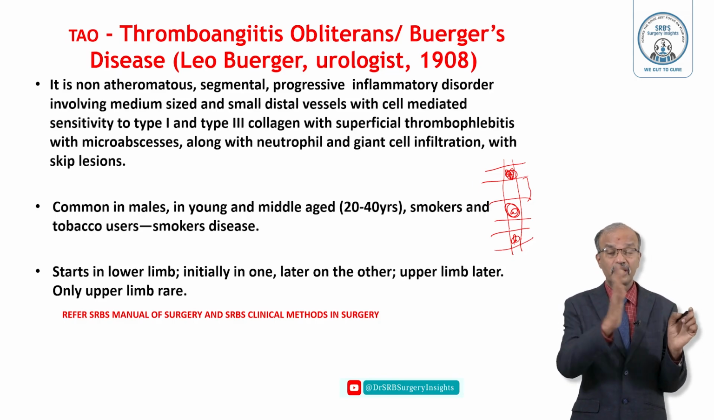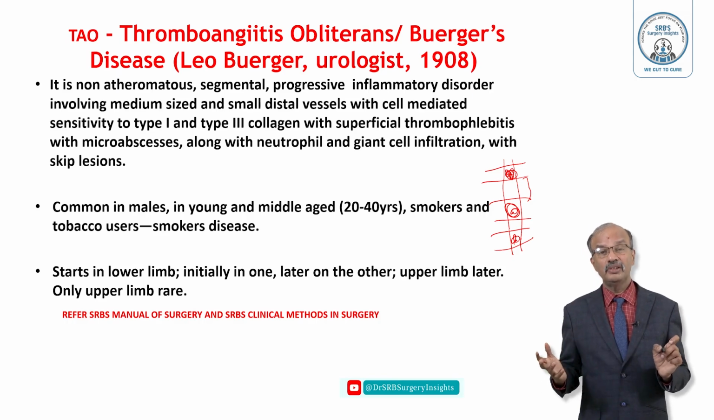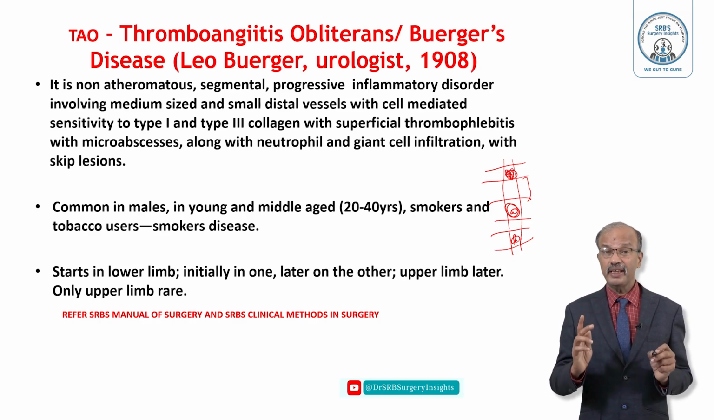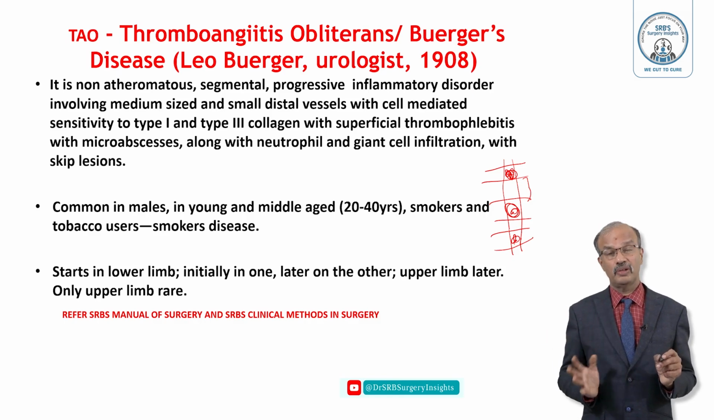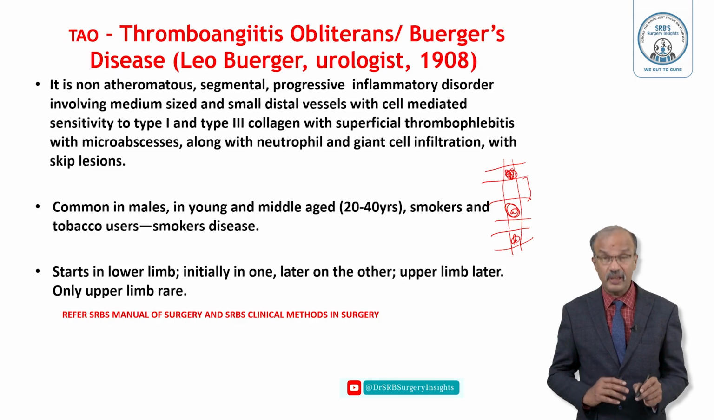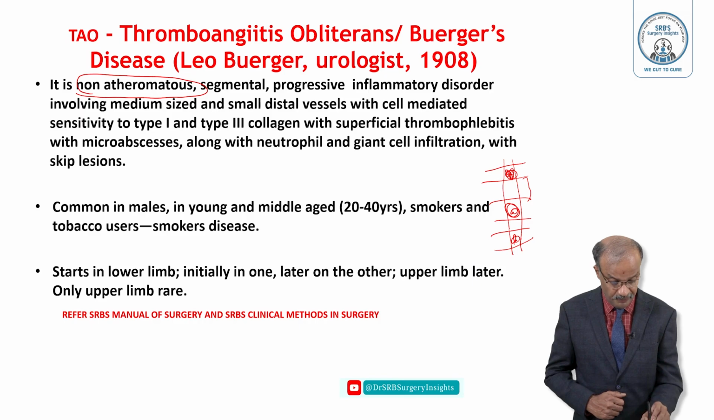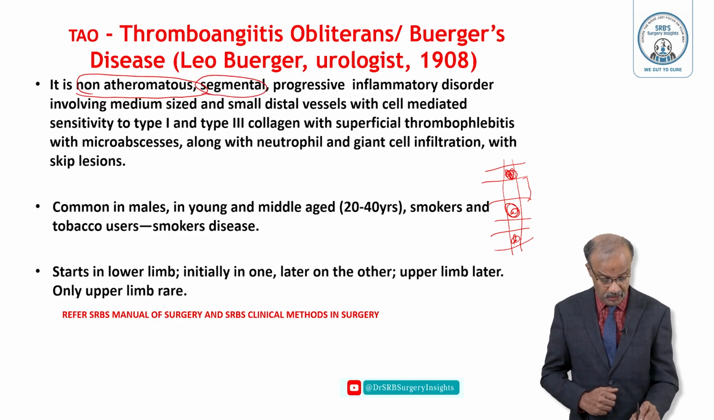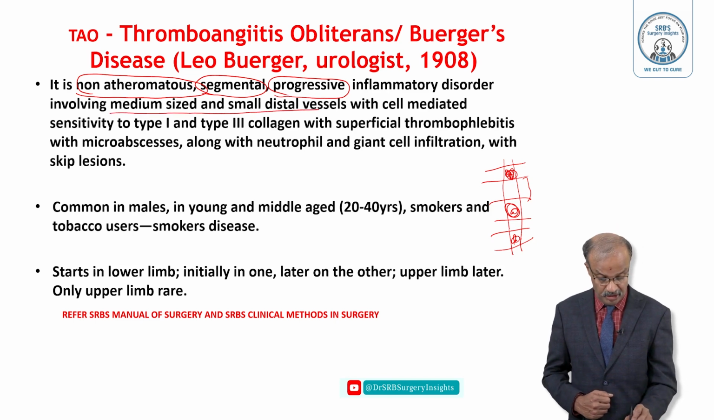Unlike in atherosclerosis, where large and proximal vessels are involved, like aorta, femoral artery, iliofemoral, subclavian artery, carotid artery and so on, here the medium-sized vessels are involved, and segmental. Initially artery, then vein, then nerves are involved. So eventually neurovascular involvement occurs. There is a point which you have to remember. It's an inflammatory disorder, non-atheromatous. That is a very important point. Segmental, again progressive. That is also very important. And involving medium-sized and small distal vessels.